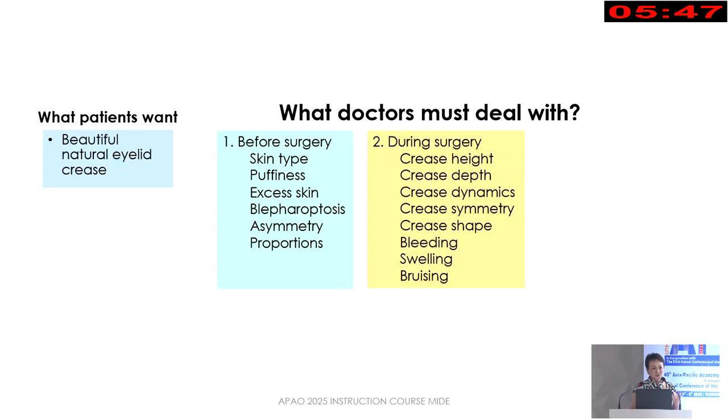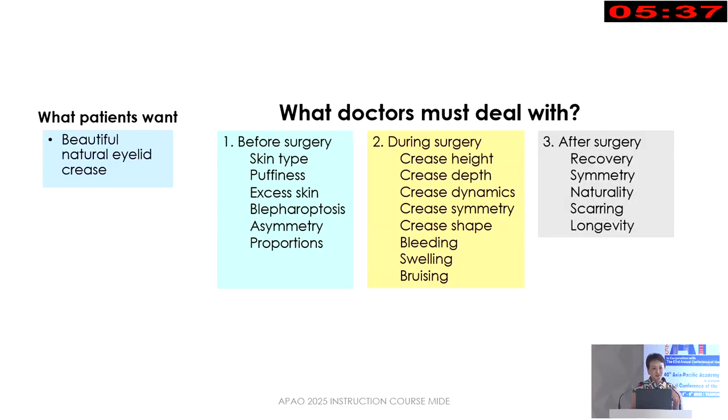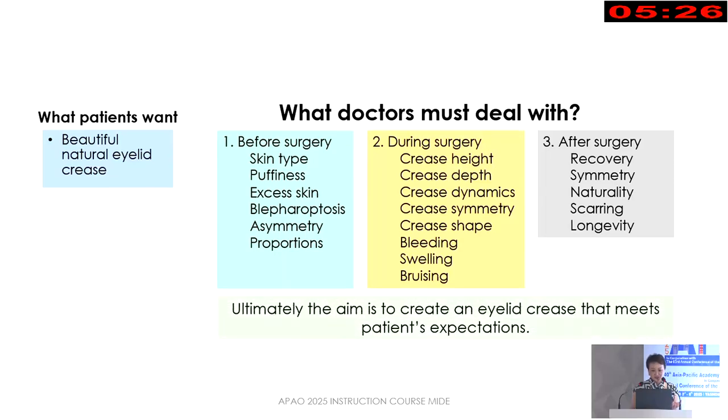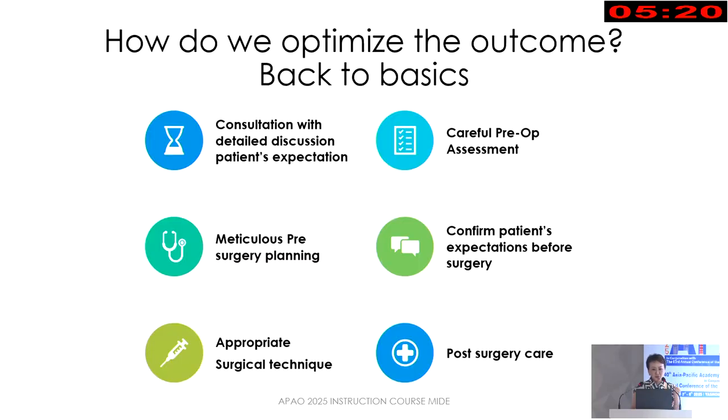And then during surgery, we have to make sure that we are choosing the correct height, the depth, the dynamic, the symmetry, and we have to deal with the surgical bleeding, swelling, bruising. And of course after surgery is the recovery, and whether after the recovery the double lid is symmetrical, whether it looks natural, and then whether there's scarring, and how about the longevity. So ultimately our aim is to create a crease that meets a patient's expectation. So let's go back to basics of how we optimize the outcome.